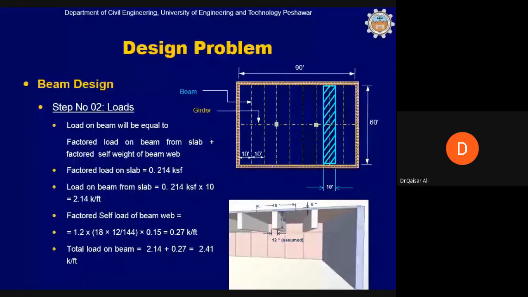I know that students cannot appreciate or realize these practical problems, and that is the reason that time and again I am trying to explain these practical aspects of the design. Okay, so it sounds clear. Thank you. Okay.